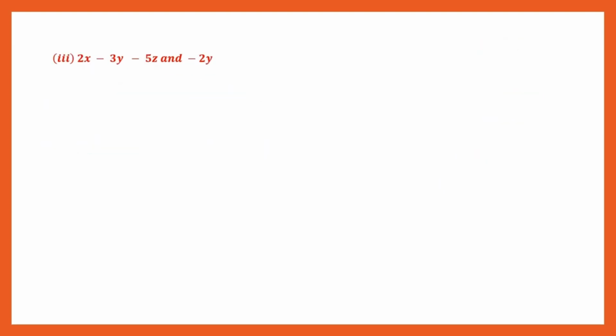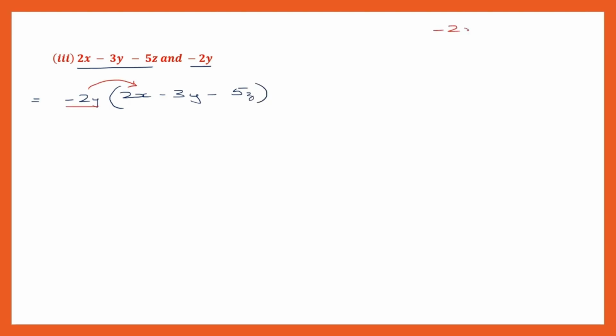Third one, here also we have a polynomial and we're going to multiply it with a monomial. So let's write the monomial first and in brackets the polynomial, that is 2x minus 3y minus 5z. Now we multiply this monomial with each term of the polynomial.